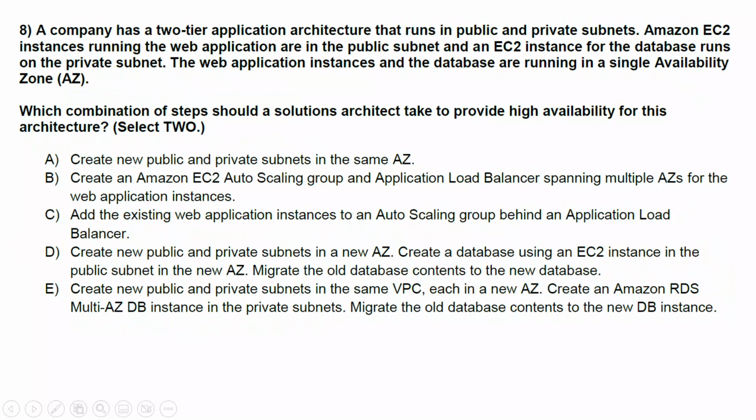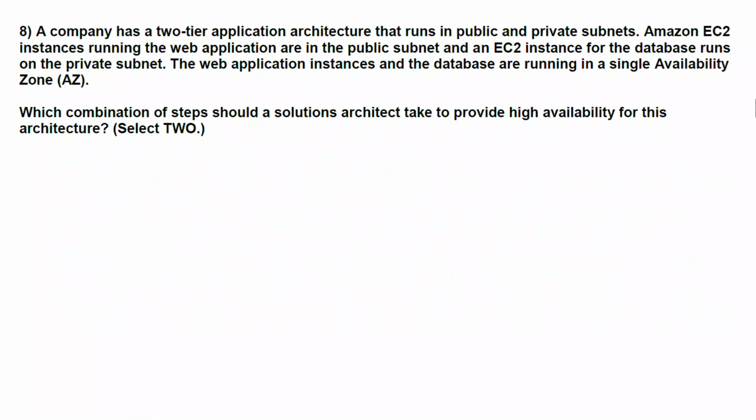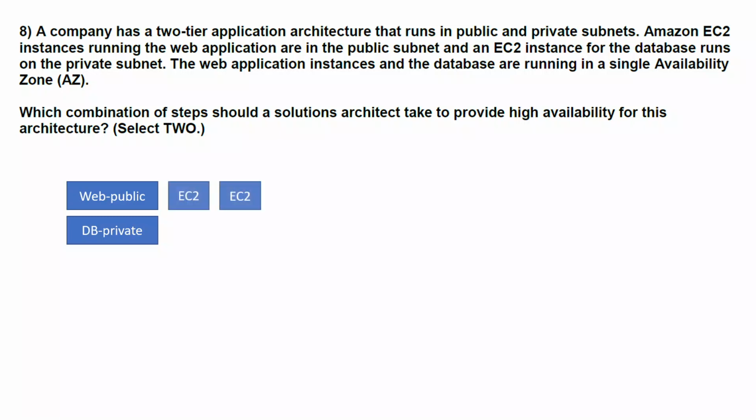Question 8 is also a long one. A company has a two-tier application architecture that runs in public and private subnets. EC2 instances running the web application are in the public subnet. The EC2 instance for the database runs on the private subnet. So web application EC2 instances are in the public subnet, and a single database instance is in the private subnet. So note the use of a single EC2 instance for database. And all these instances are also running in a single AZ.